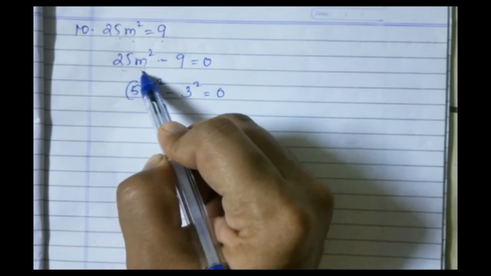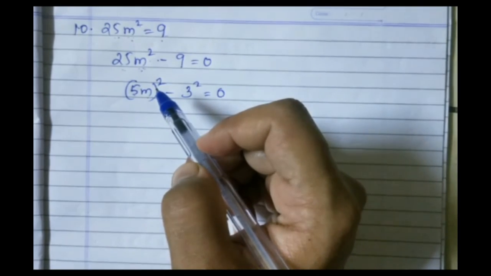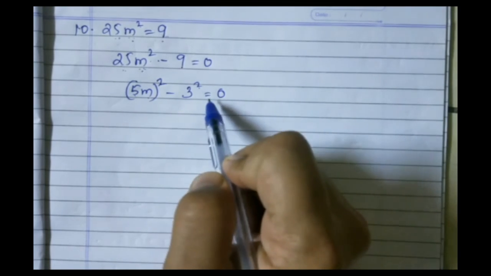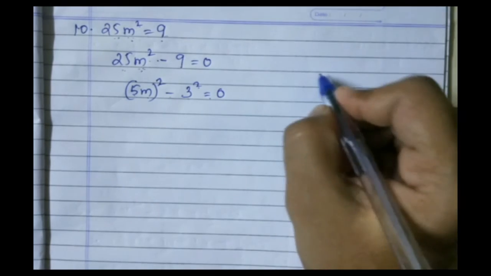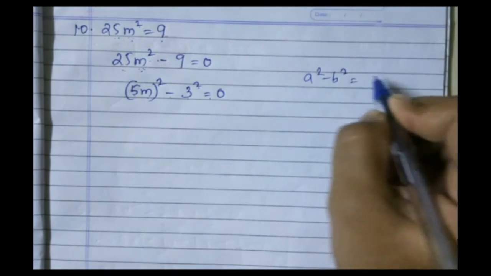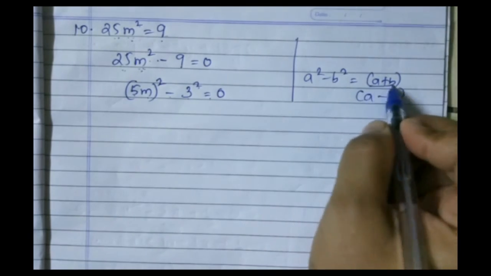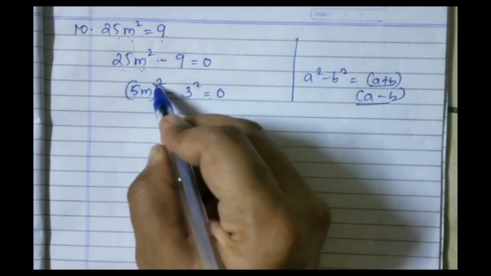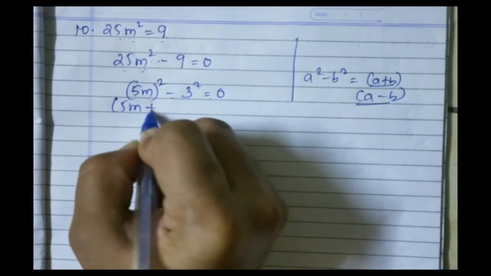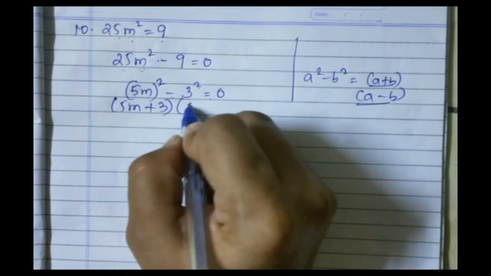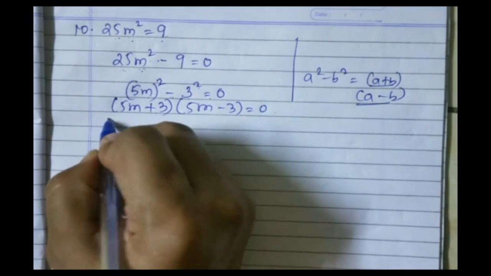I have to think, when will I get 25m square, how will I get it? It comes from 5m the whole square, and 9 comes from 3 square, right? Now this is in the format of a square minus b square equals 0. So what is a square minus b square? That is a plus b into a minus b. So I am just going to apply this now. So this is a square minus b square, so this will become a plus b. a plus b means 5m plus 3 and the other will be a minus b, meaning 5m minus 3 equals 0.